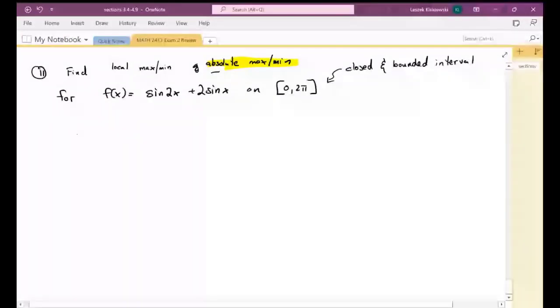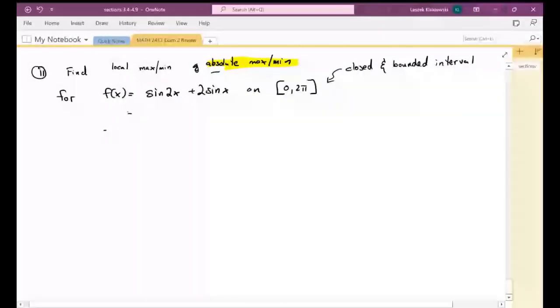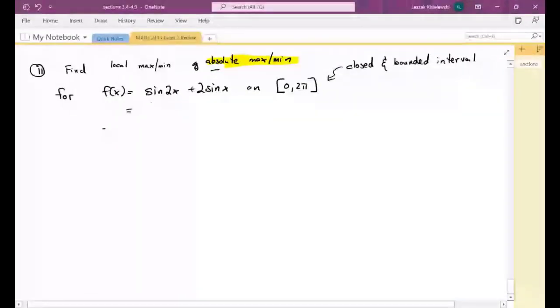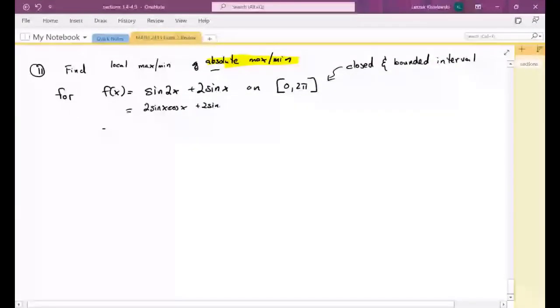All right. So f of x, f prime of x. Oh, before I differentiate, what can you do here? You can use a trig identity, I believe. What's sine of 2x? 2 sin x cosine x. All right, so let's find f prime now, using the product rule.